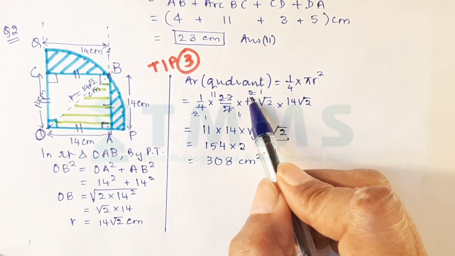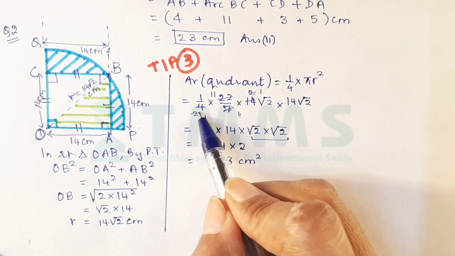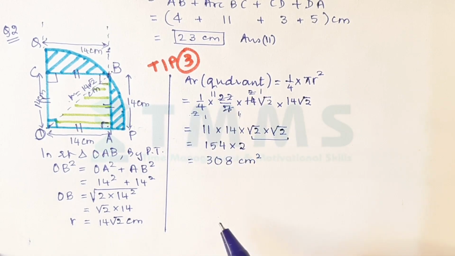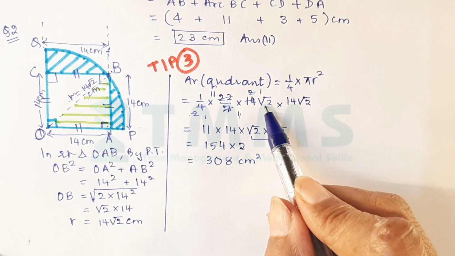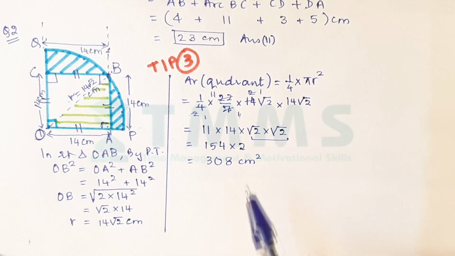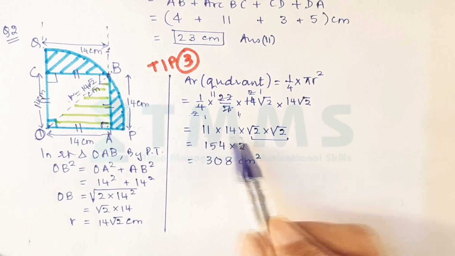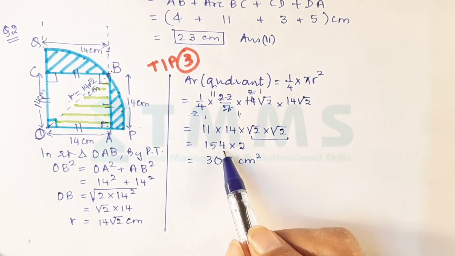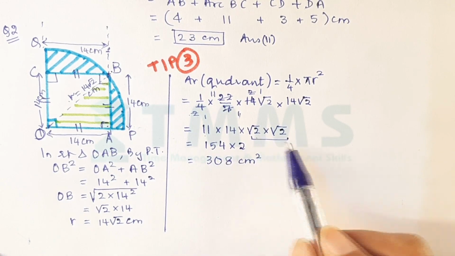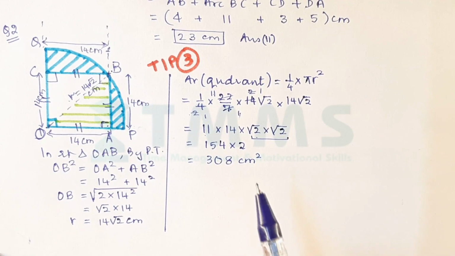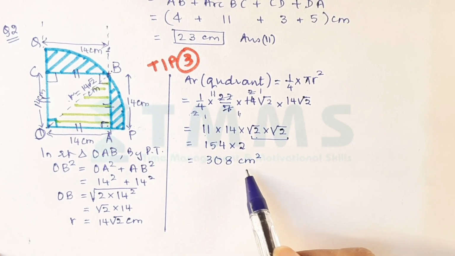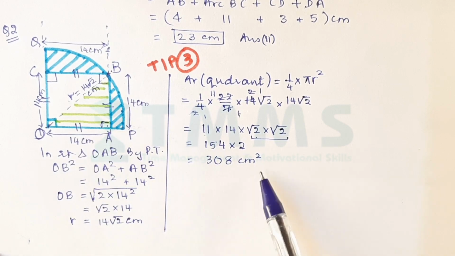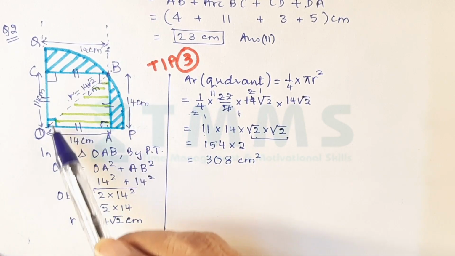7 ones, 7 twos, and then 2 ones and 2 twos, and 2 goes here 11 times. So 11 into 14 into root 2 into root 2. Got that? Alright. So 11 into 14 gives us 154. Root 2 into root 2 gives us 2. So when you multiply by 2, you will get 308 centimeter square. What is this? This is the area of the quadrant.